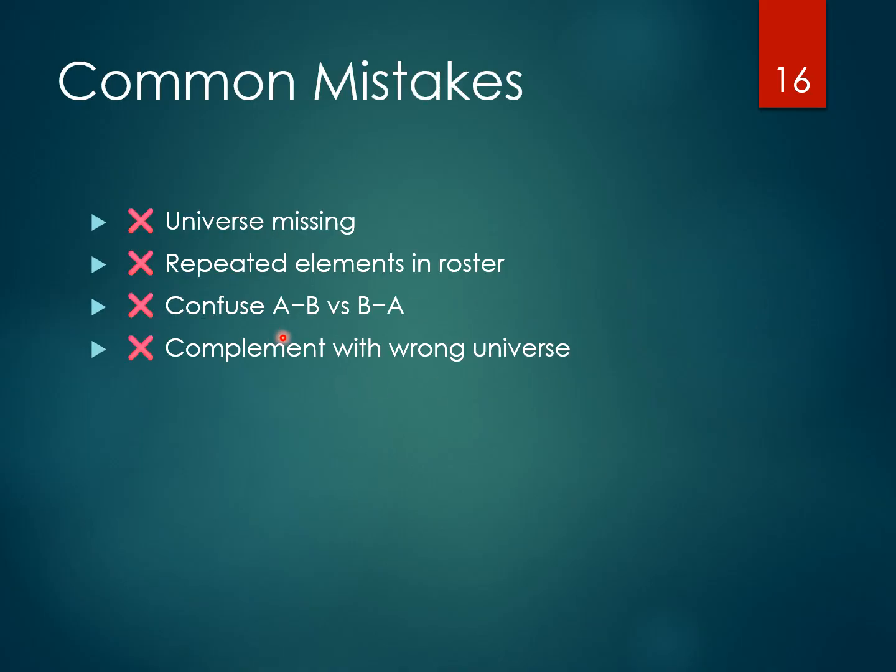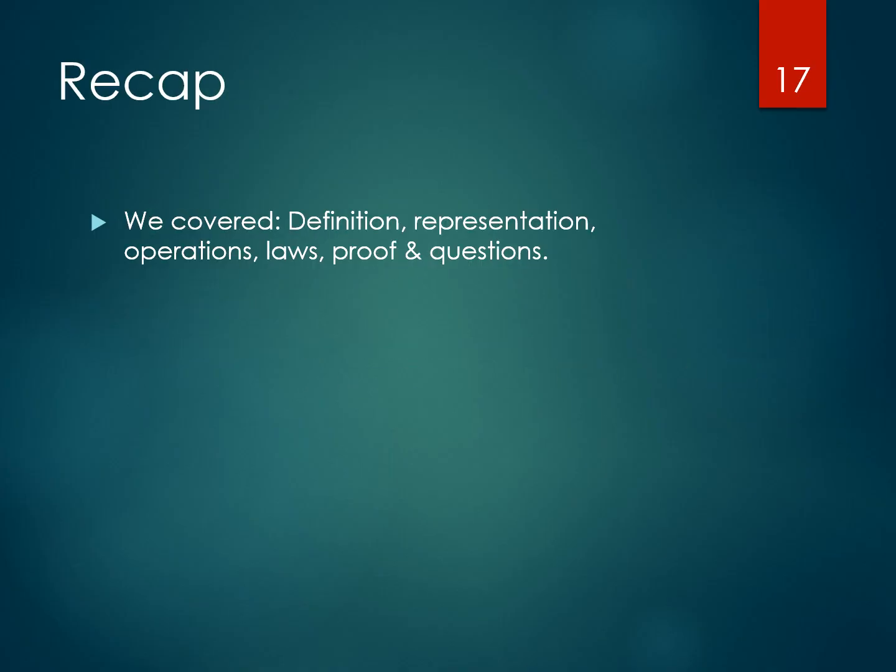Students often make these mistakes: forgetting to mention the universal set, writing repeated elements in roster form, confusing A minus B with B minus A, and taking the complement with respect to the wrong universe. Avoiding these will make your answers more accurate.